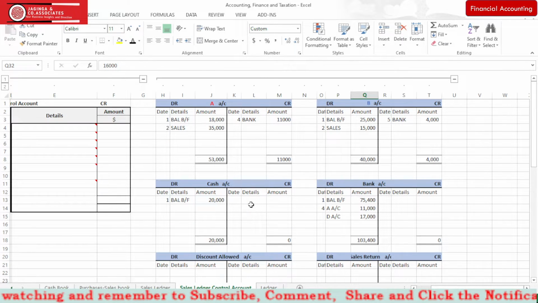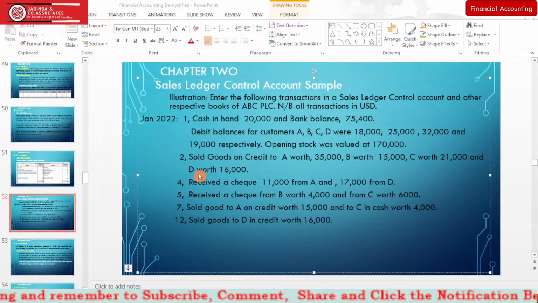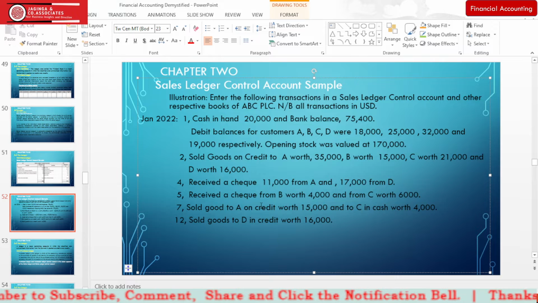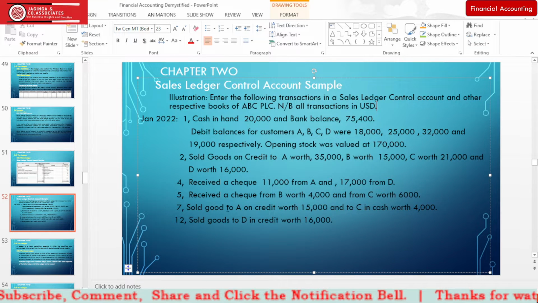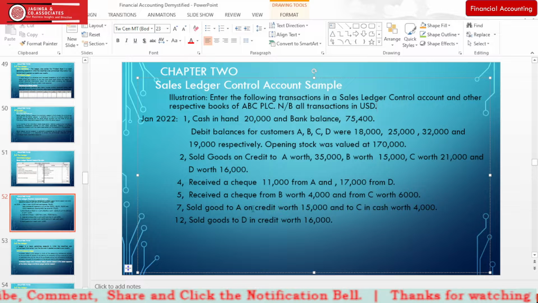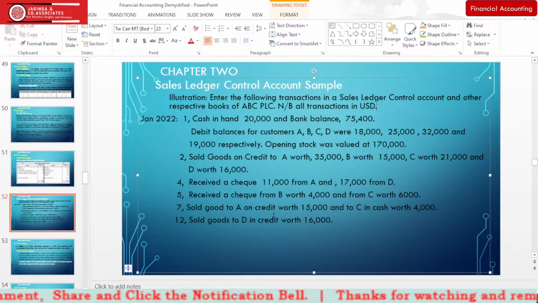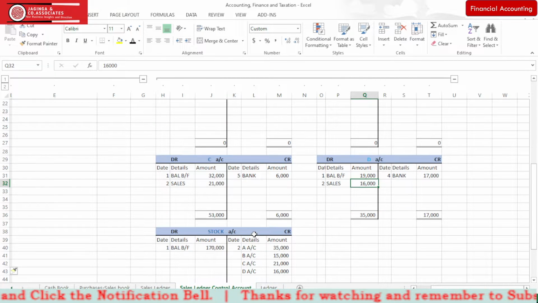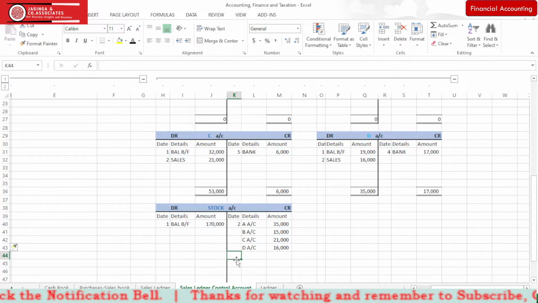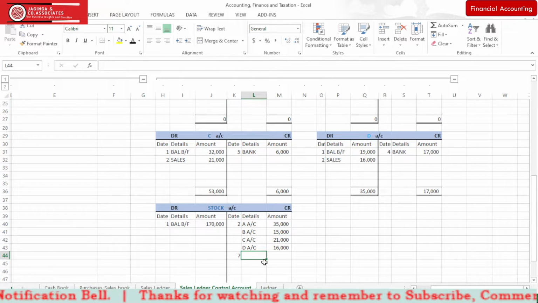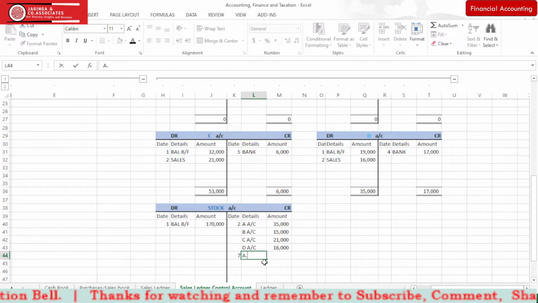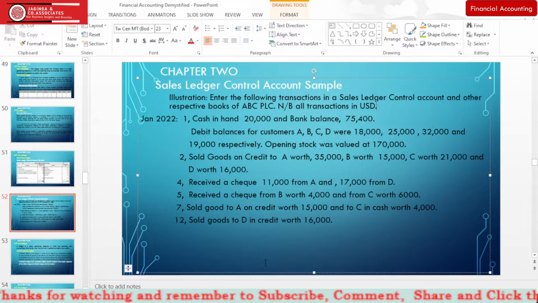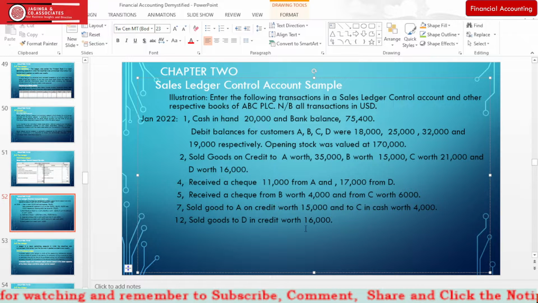So let's also check where we made sales on 7th. We sold goods to A on credit, 15,000. So here again we must show that on 7th we had 15,000.